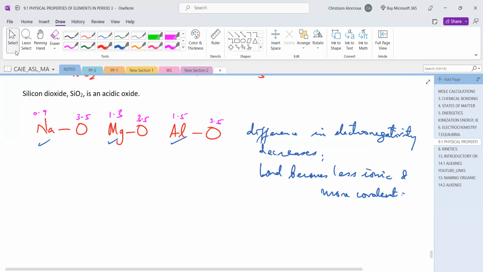All right, and that wraps up our discussion on the acid-base nature of aluminium oxide and silicon dioxide.